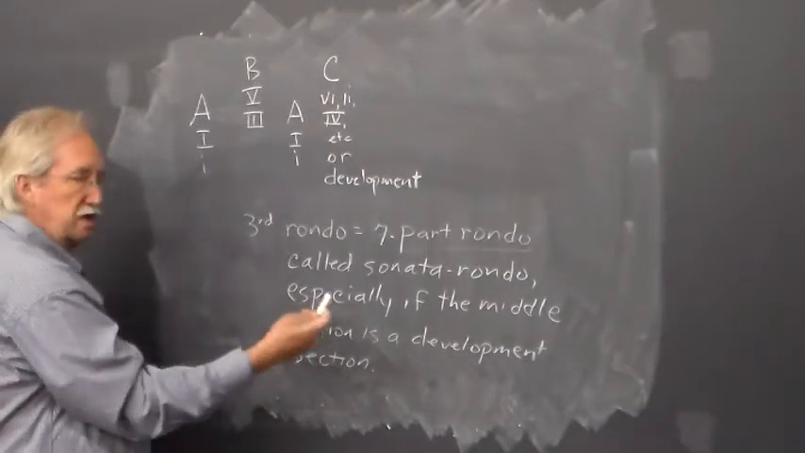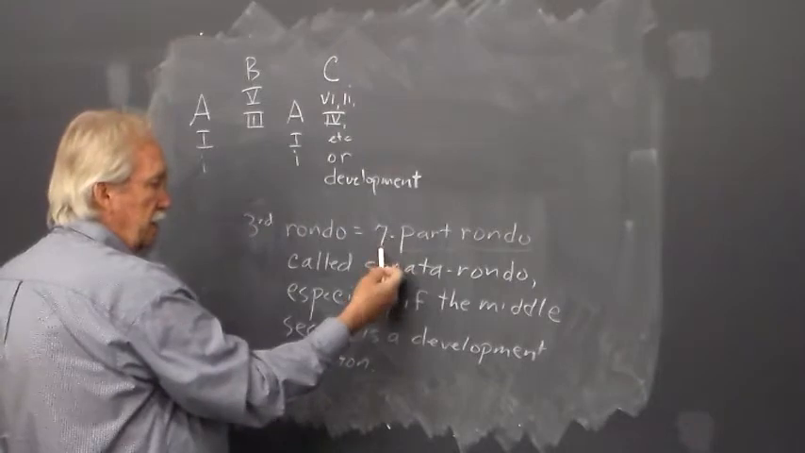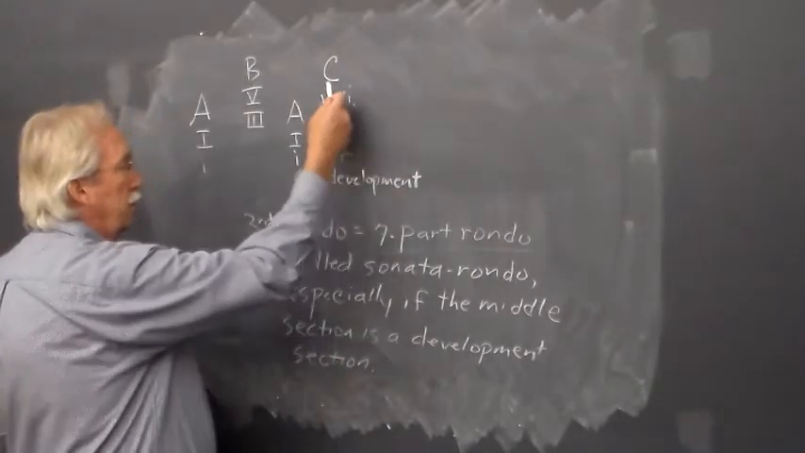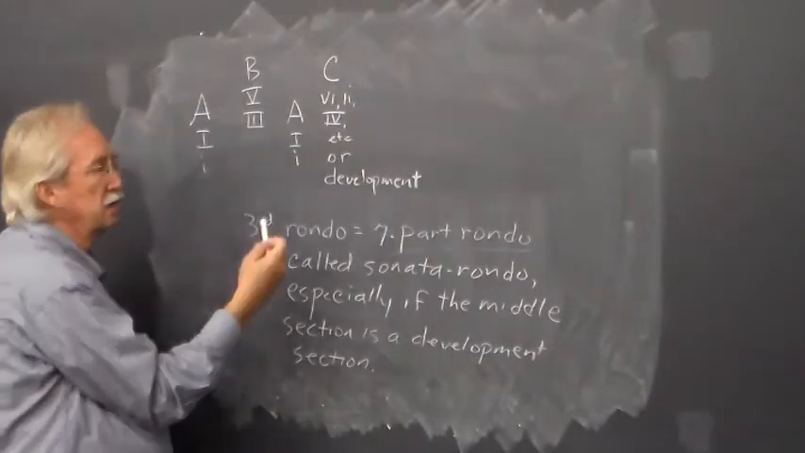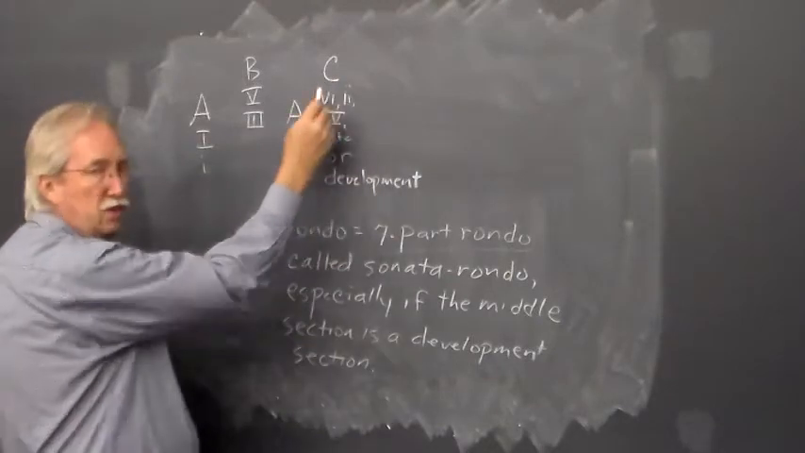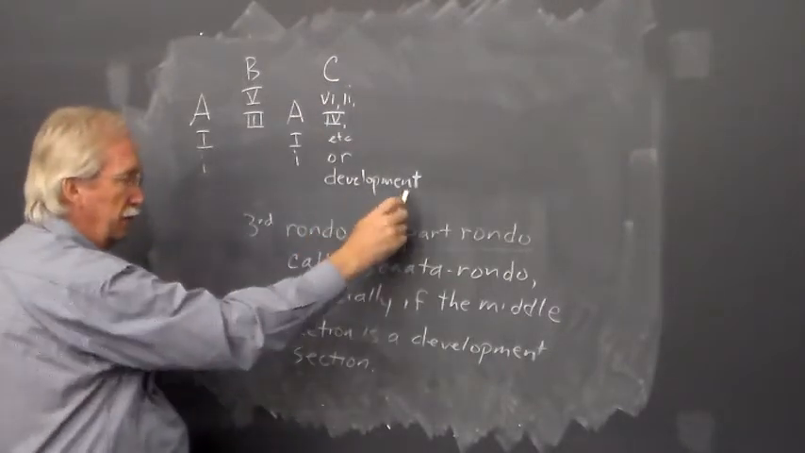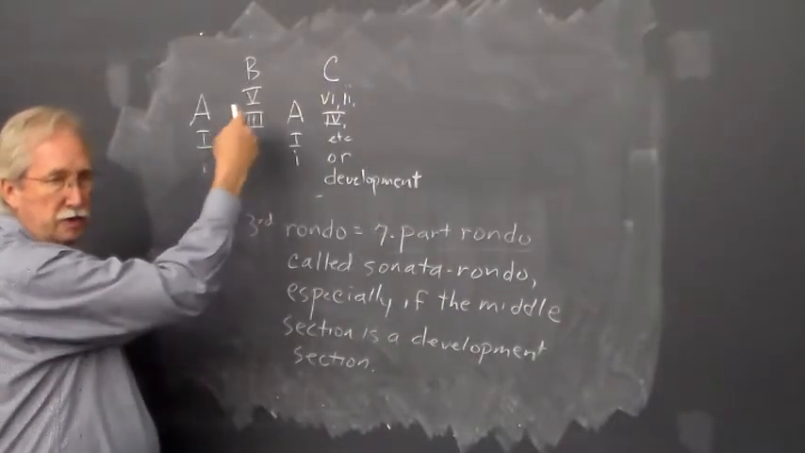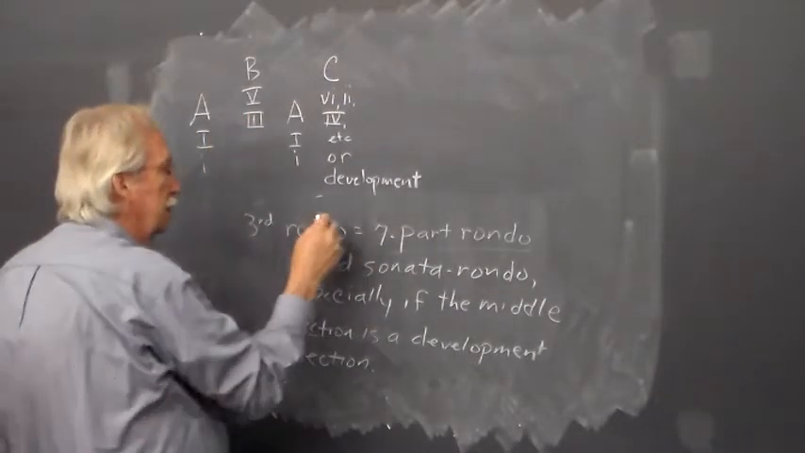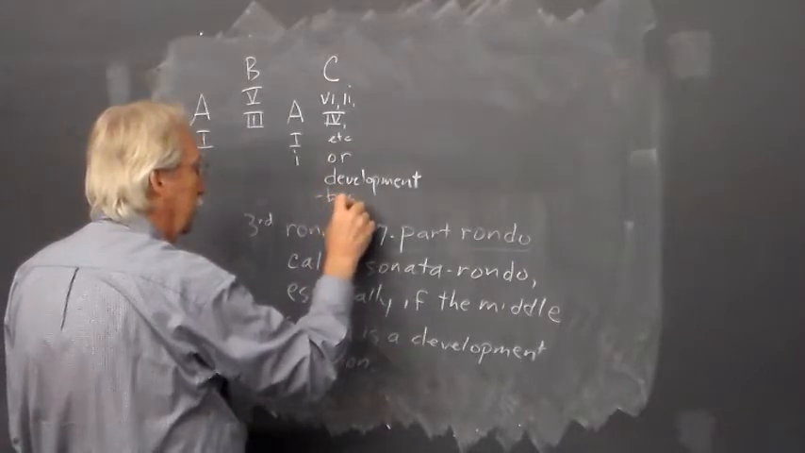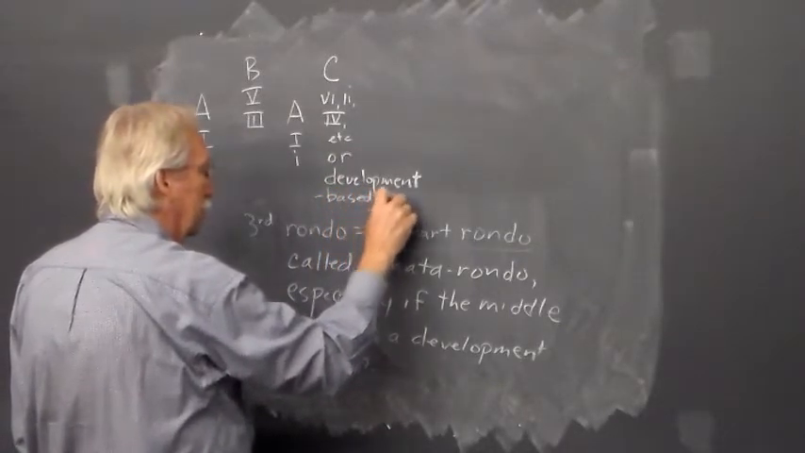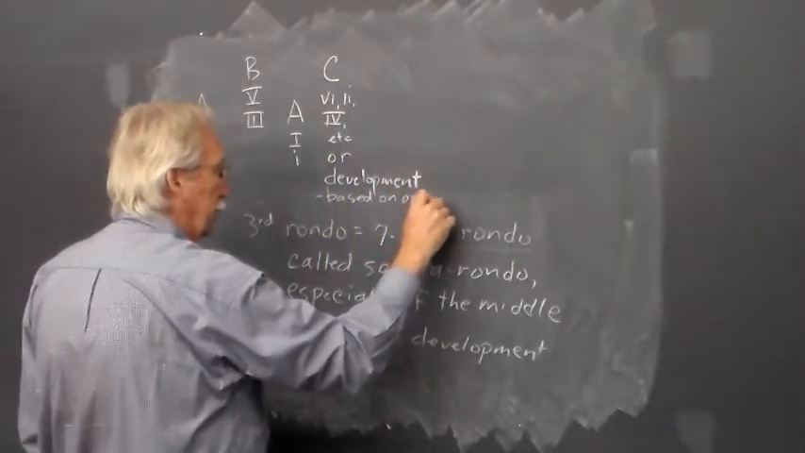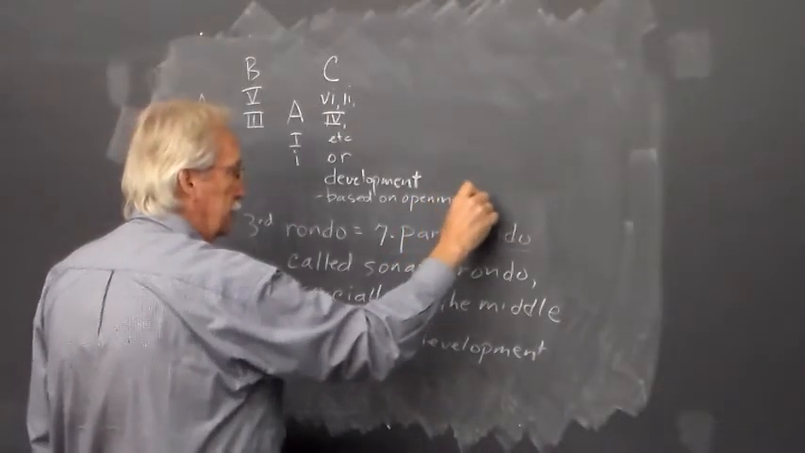Some theorists just use sonata-rondo in a way that's synonymous with 7-part rondo, whether or not it has a C theme. So if it's a development, it won't have that C theme. Development is going to be based on thematic ideas from the beginning part of the movement. So I'll just put here, based on opening themes.